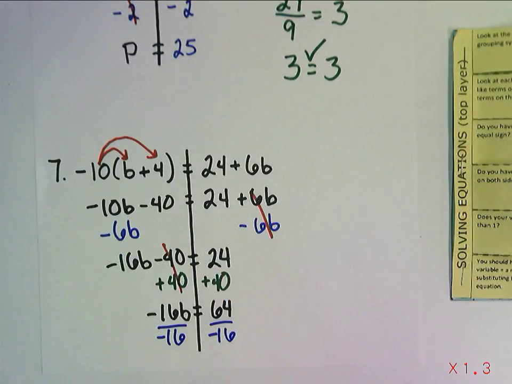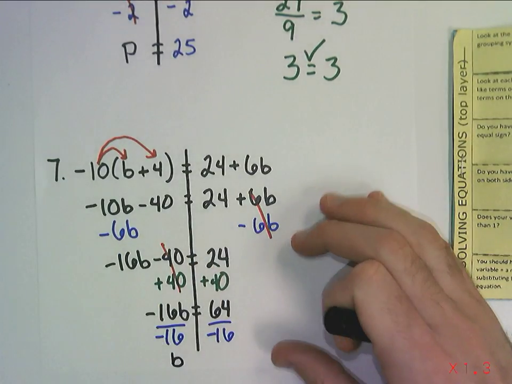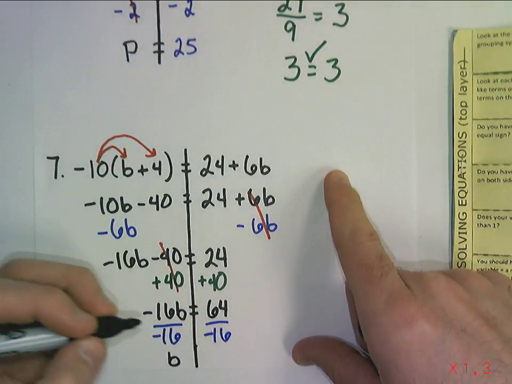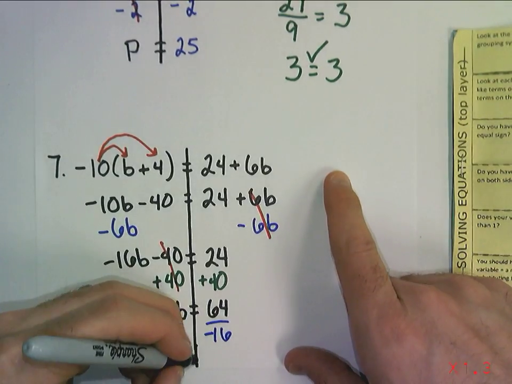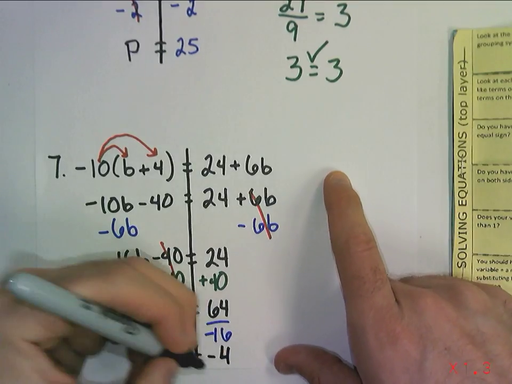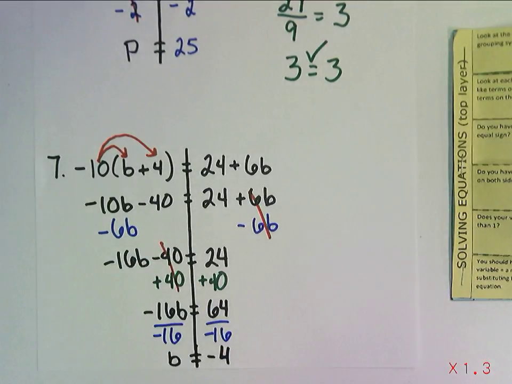And after we do that, we should have b by itself. That's what we're trying to do. We're trying to get that simple equation of a variable equal to a number. So b would equal, I believe it's negative 4. If not, we'll find out when we check the answer.